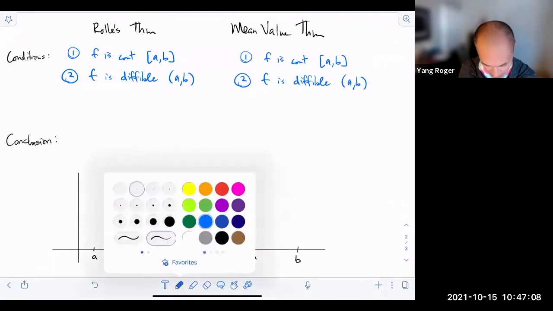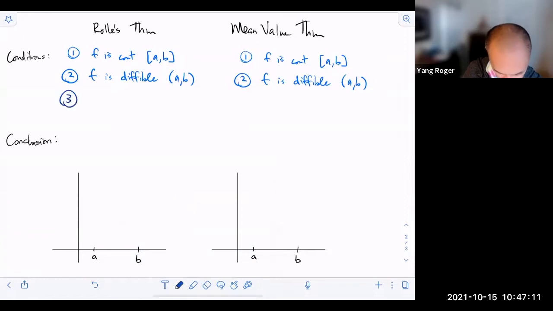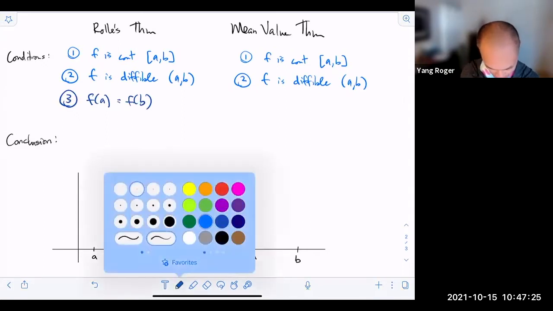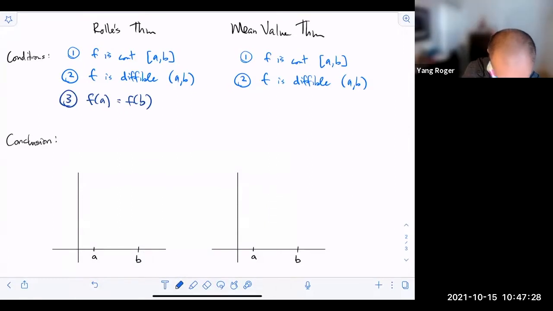Now, Rolle's theorem has one extra condition. That extra condition is that when you evaluate the function at the endpoints, you get the same number. So if I were to draw a picture to describe the situation for Rolle's theorem, we need f of a and f of b to be equal. When I put those y values like that, we get something that looks like this. And then I can just draw a continuous, differentiable curve in between.